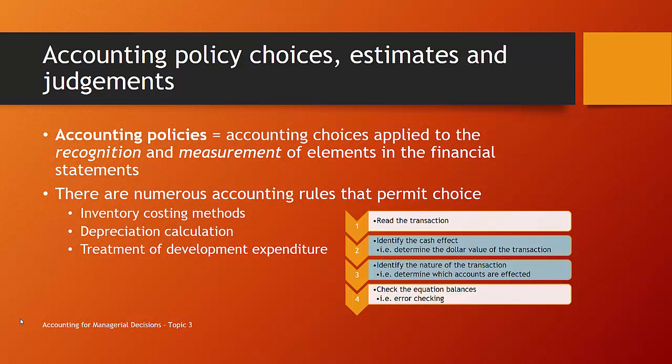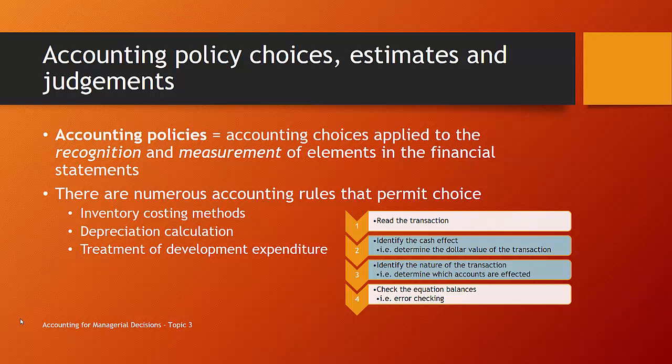With that, the policy that a company chooses can give rise to certain scope around whether or not to recognize something, or what type of element to recognize it as, and in some cases also the amount that they recognize it at. Some examples could be inventory costing methods, which we'll look at later. It could be around depreciation calculation, again, which we'll look at later. Or thirdly, the treatment of development expenditure, which, depending on how certain criteria have been satisfied, may be allowed to be capitalized as an asset or may have to be expensed out.